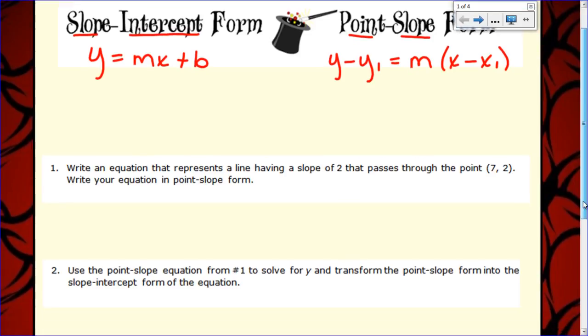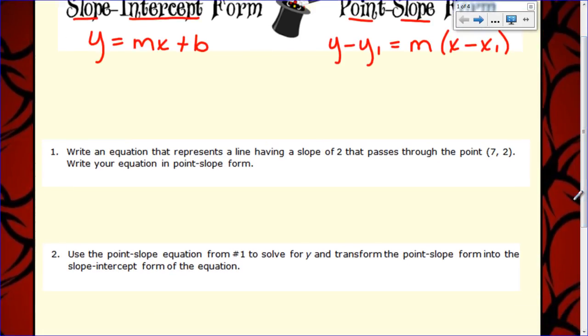So let's practice. Number 1 here says to write an equation that represents a line having a slope of 2 that passes through the point 7, 2. Write your equation in point-slope form. Well, point-slope, here it is. And you should also notice that we were given a slope and a point. That should give away that you should probably start with point-slope form.